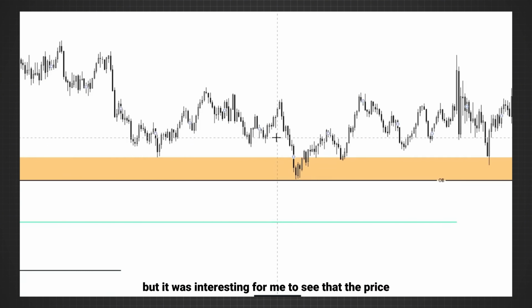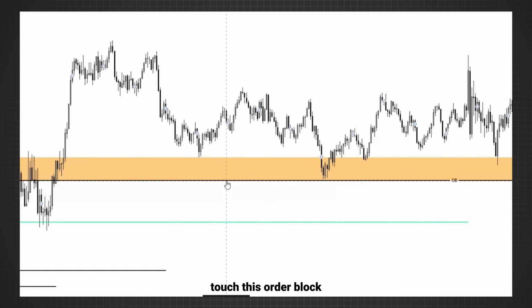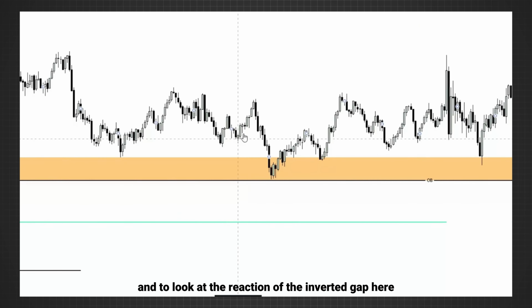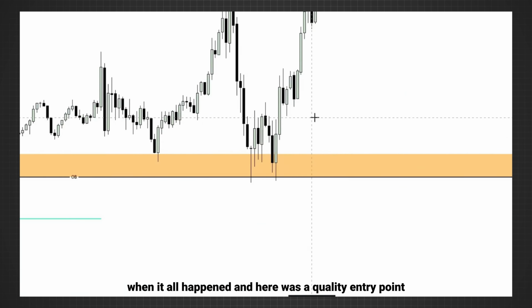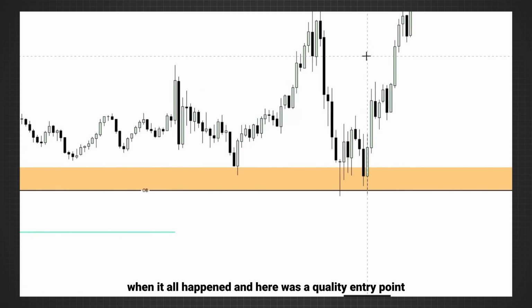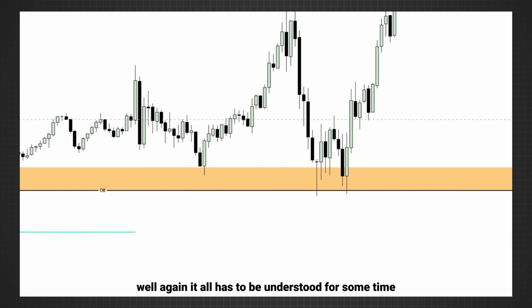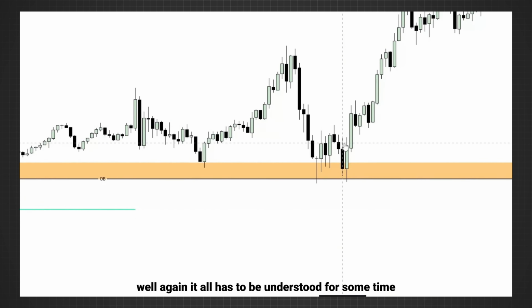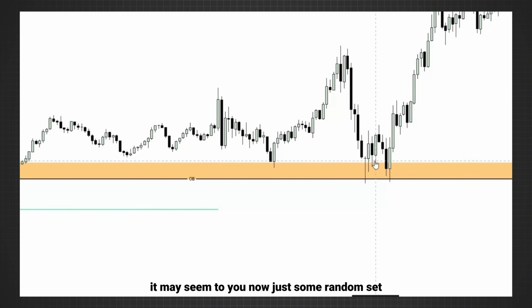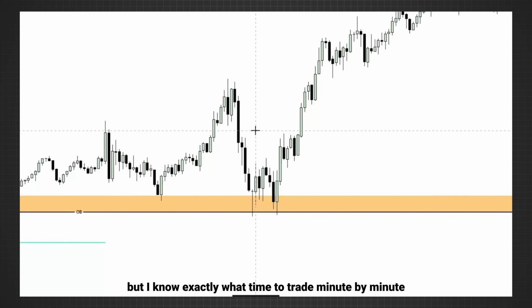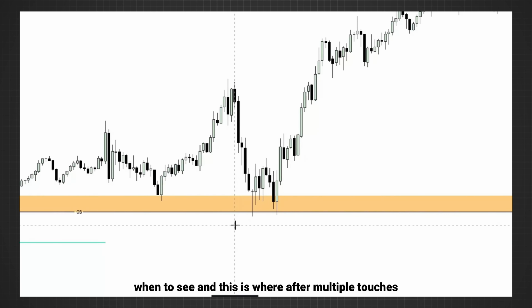But it was interesting for me to see that the price touched this order block, which was on M15, and to look at the reaction of the inverted gap. Here, when it all happened, was a quality entry point. Well, again, it all has to be understood for some time, but you already have a certain understanding. It may seem to you now just some random set, but I know exactly what time to trade, minute by minute, not just by the hour, but by minutes, when to enter, and what I should see.